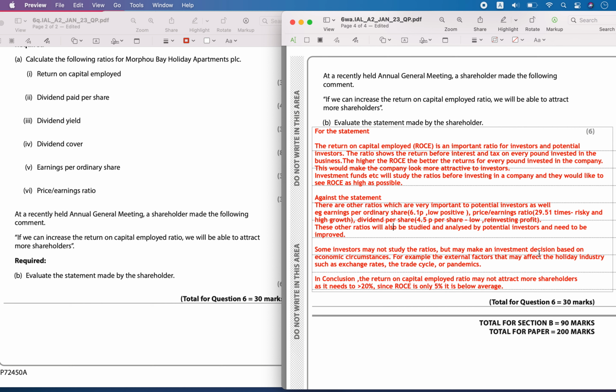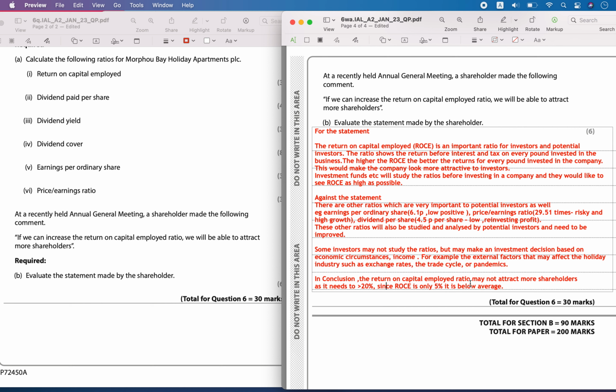Some investors may not study the ratios, but may make investment decisions based on economic circumstances, such as inflation, the budget they have, or their income, for example their annual income. External factors may also affect the holiday industry, such as exchange rates, trade cycles, or pandemics. In such cases they will not look at these ratios.